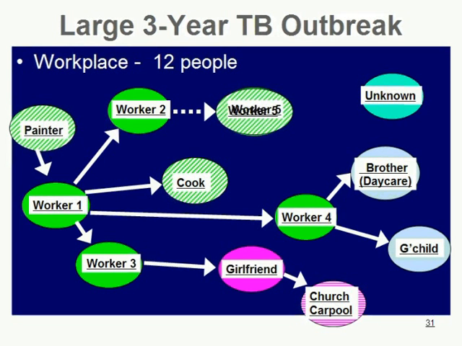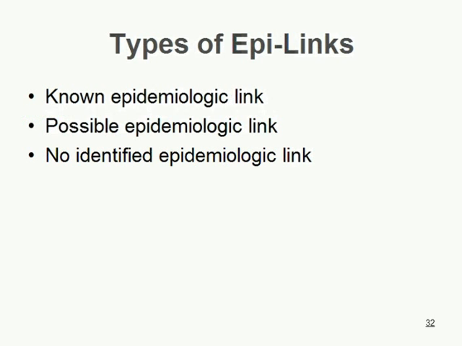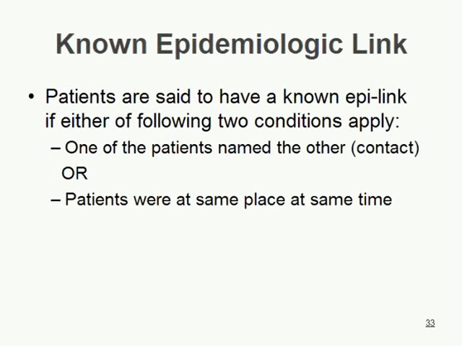And we had a 12th case who we never were able to link back to the cluster, but we're quite certain, because this was the only person without a link, that something happened somewhere in this cluster, but we were just unable to identify that relationship. So epi links are commonly divided into known links, possible links, and no identified links. And sometimes with known, we also talk about probable links. So a known link is when patients name each other, perhaps as contacts or during a cluster investigation, or they were in the same place at the same time, which could be a homeless shelter, it could be a church.